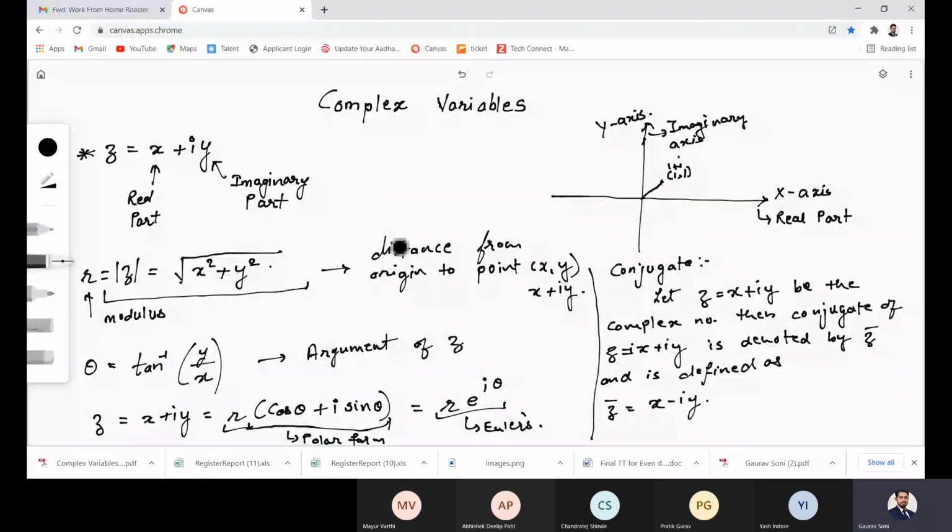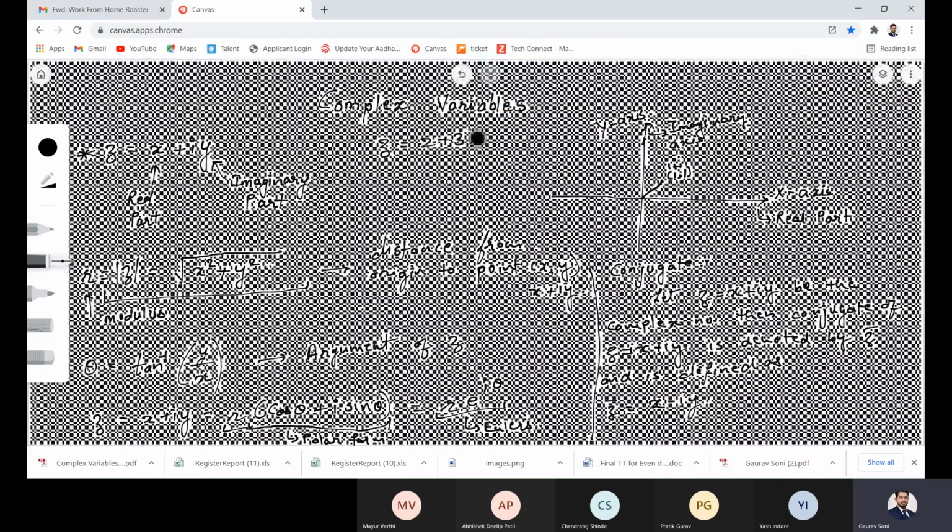Read the definition very carefully. Again, conjugate is something that you will encounter a lot of times in different properties. And after you understand it, tell me what is the conjugate of 2 plus 3i.